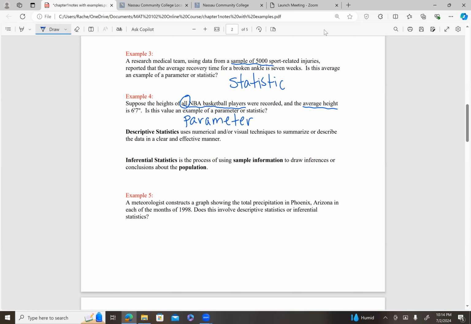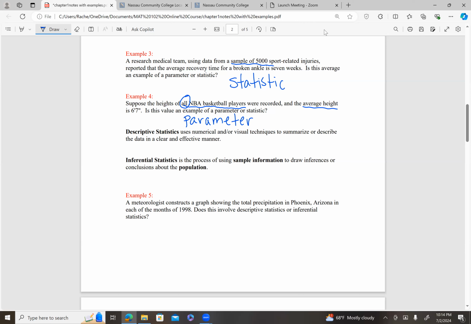So hopefully these two examples, example 3 and 4, and then the previous examples 1 and 2 from the previous lesson really help illustrate the difference and help you to understand the difference between a parameter versus a statistic. So moving on, let's cover descriptive statistics and inferential statistics.